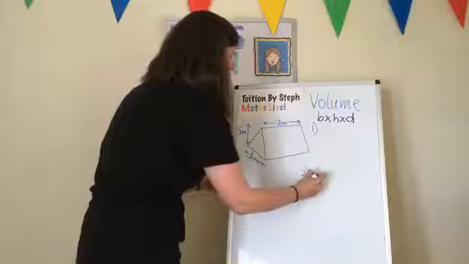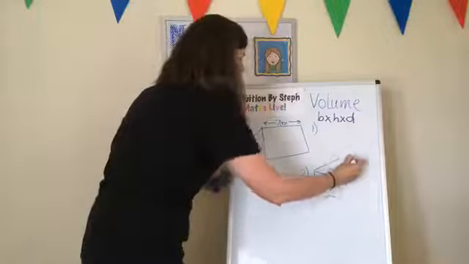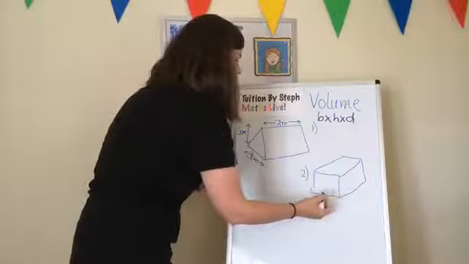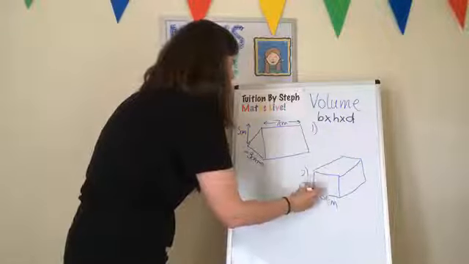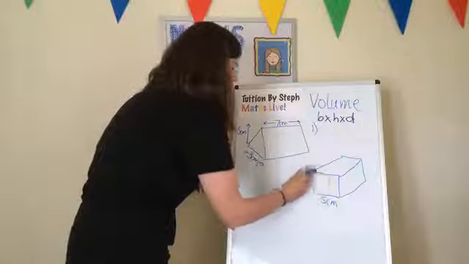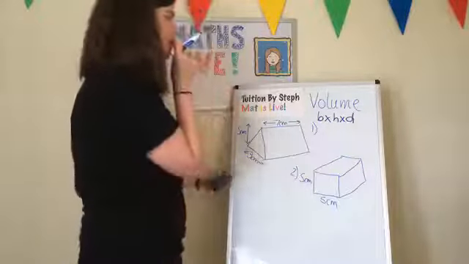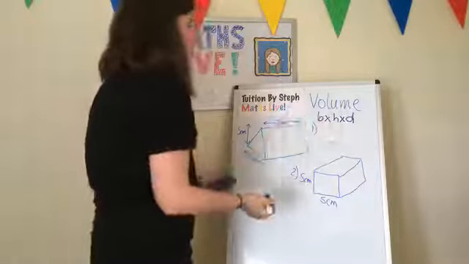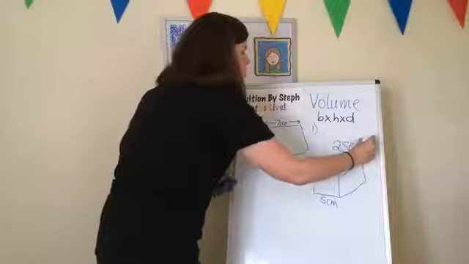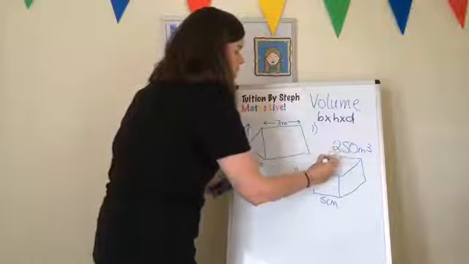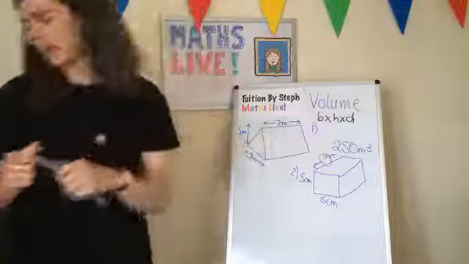Question two, I'm going to do another cuboid. I'm going to do it as a cube, so 5 centimetres by 5 centimetres. And I'm going to say that the whole volume is 250 metres cubed. So what is the depth? So you need to find the depth on that question, okay?